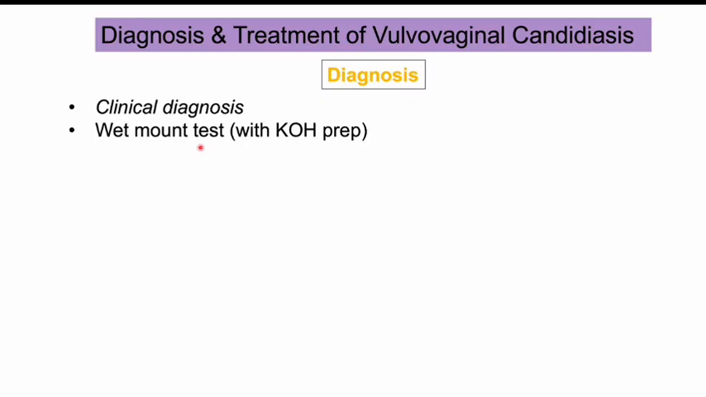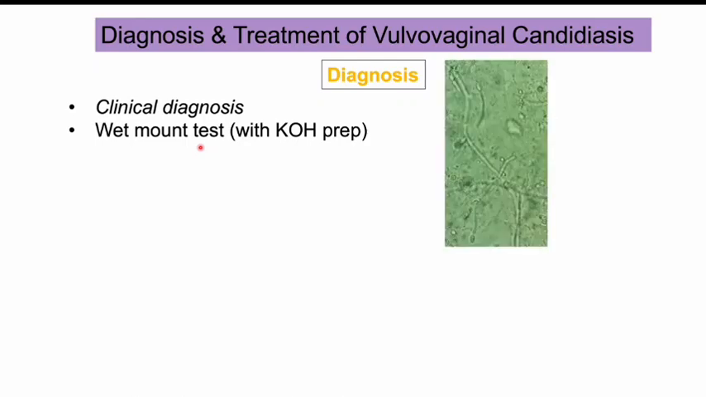So a wet mount test is where some vaginal discharge is put on a slide and looked under the microscope. And sometimes what can be also used is KOH. KOH is potassium hydroxide, usually 10 to 20%. And this can be dripped onto the vaginal discharge. And what this does is that it helps to lyse or destroy some cellular debris. So white blood cells or epithelial cells. It essentially cleans up the slide to show only the candida. So you can better see these hyphae of the candida.